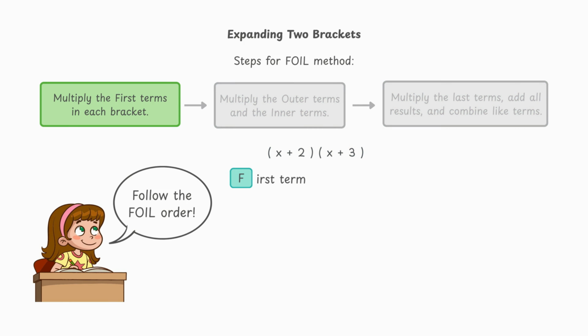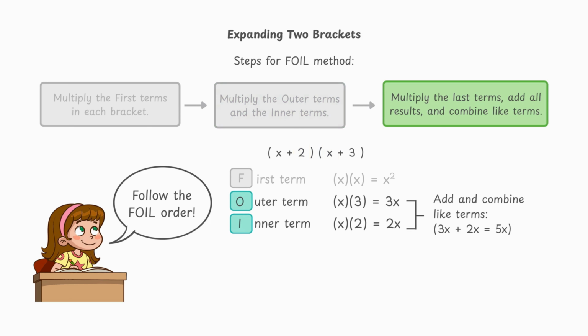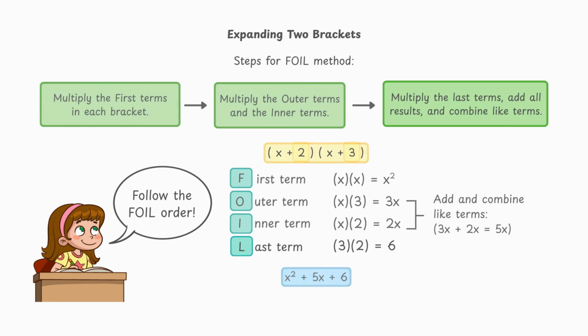First, the first term. Multiply x and x. x times x equals x squared. Next, the outer term. Multiply x and 3. x times 3 equals 3x. Now the inner term. Multiply x and 2. x times 2 equals 2x. Now we add and combine like terms. 3x plus 2x equals 5x. Finally, the last term. Multiply 3 and 2. 3 times 2 equals 6. So the final answer is x squared plus 5x plus 6.